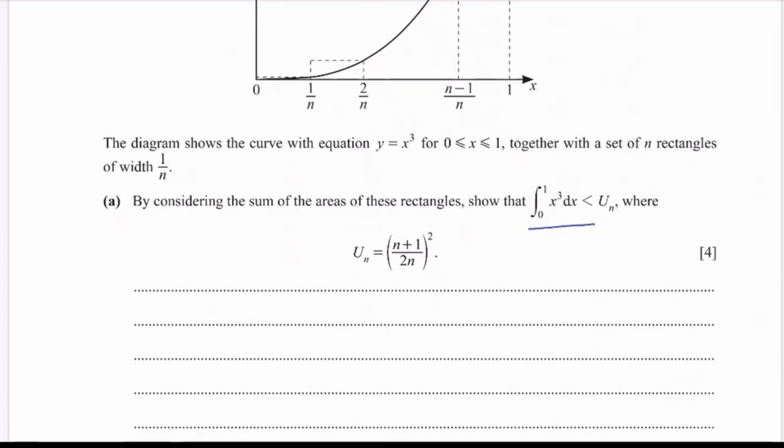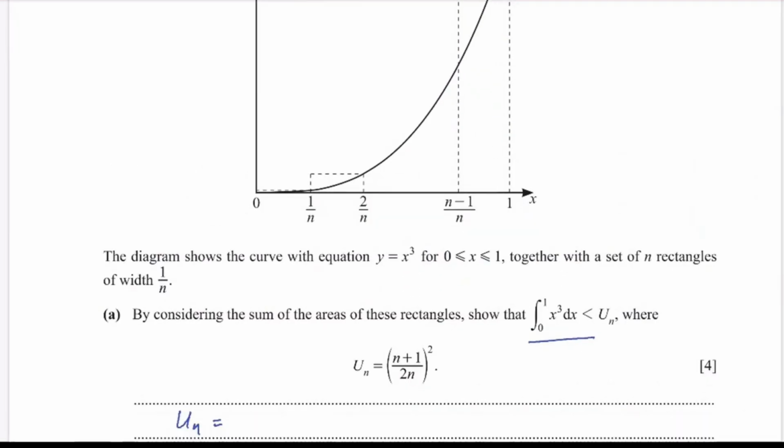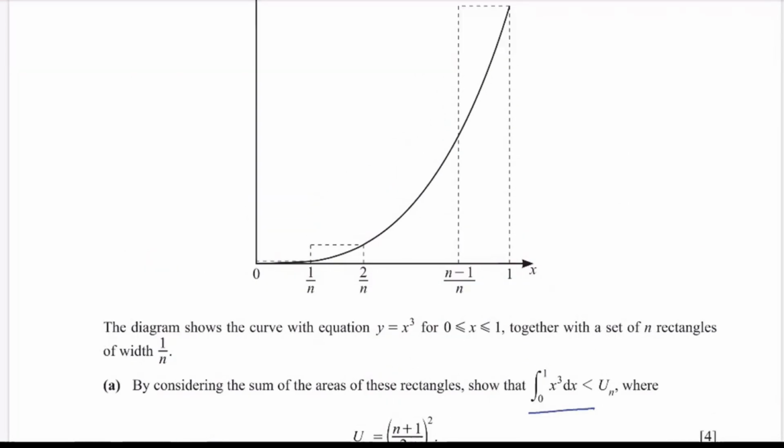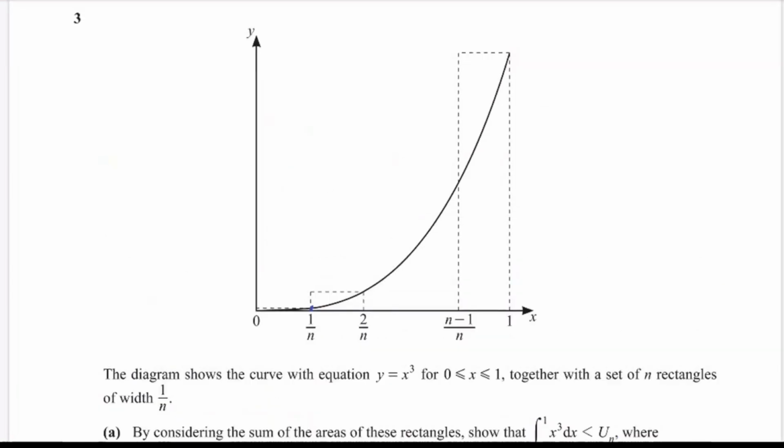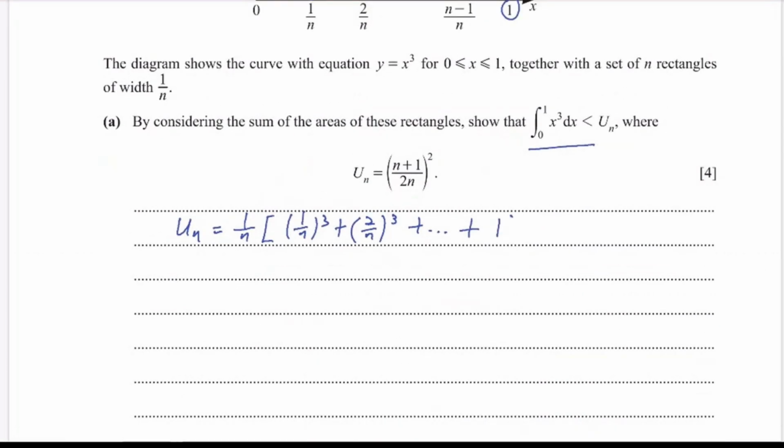So for our un here, let's see how we get the area of the rectangles. The area of the rectangles is the width multiplied by, so we just have to sub in those heights there. You can see the first height of the rectangle is when x equals 1 over n, and then the second height is when x equals 2 over n. So we sub that into y equals x cubed there. And then the last height there is when x equals 1, which gives us this last height here. So with that, we have this.